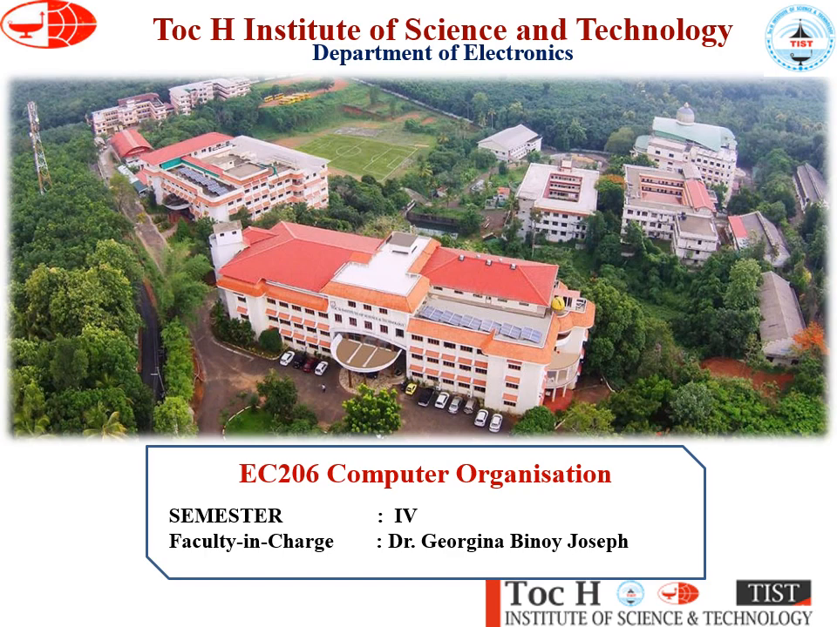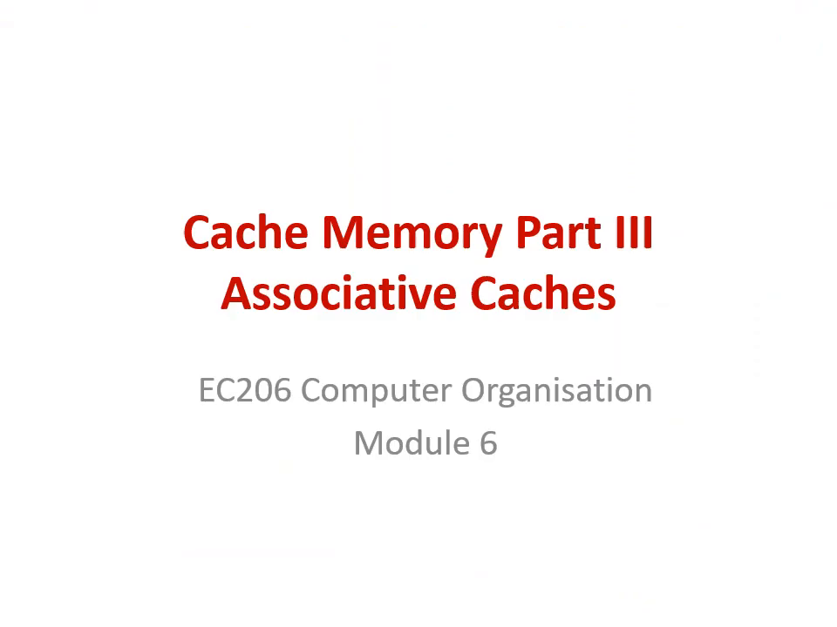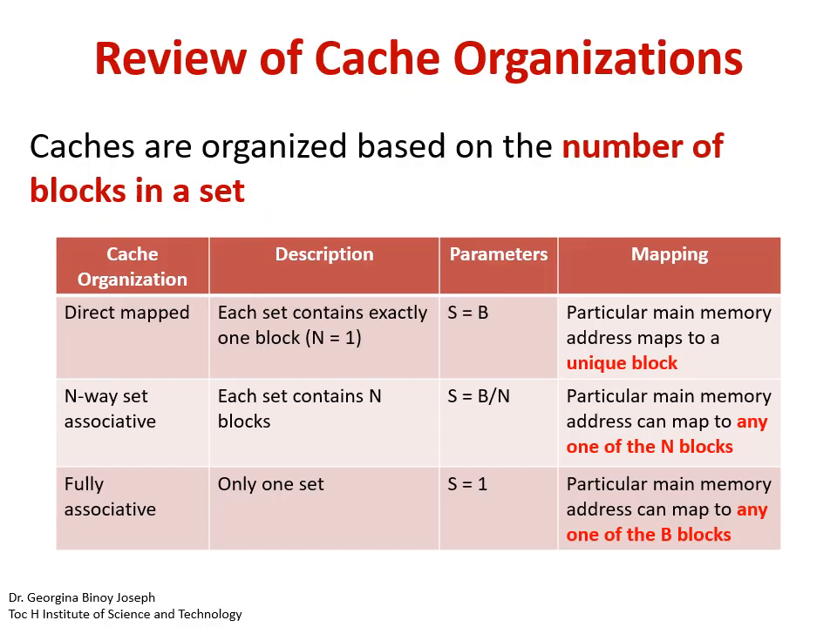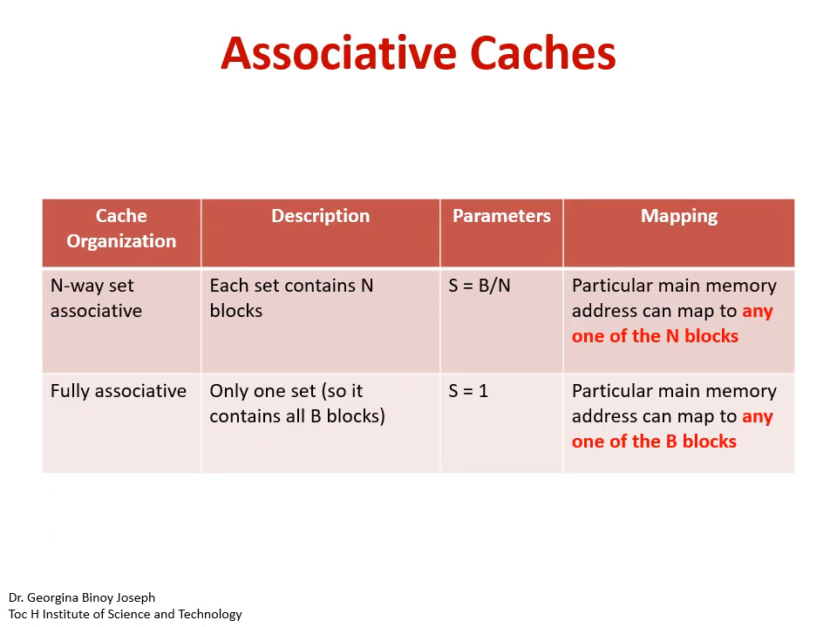Hello everybody. Continuing on our lecture series of EC206 Computer Organization Module 6. In this lecture, we will be studying associative caches. Remember, we had studied that caches are organized into three types based on the number of blocks in a set: direct map caches, n-way set associative, and fully associative caches. We will be studying the two associative caches in this lecture.